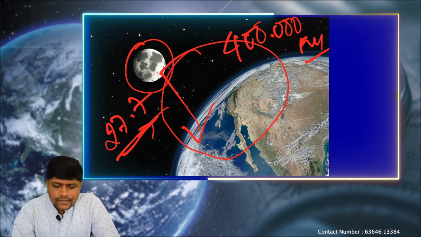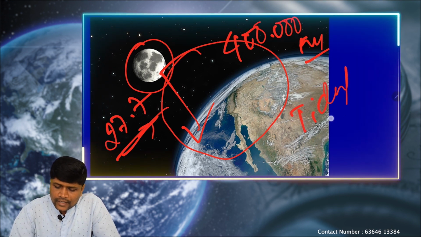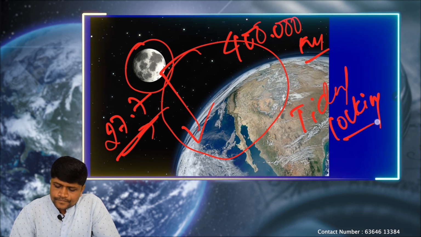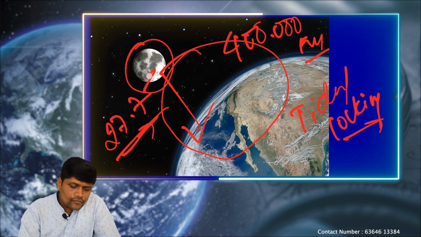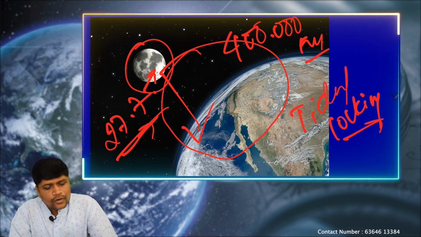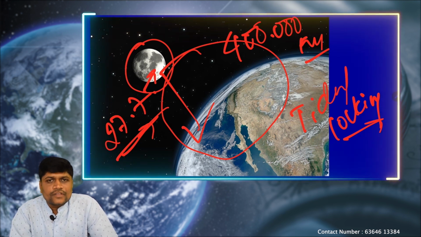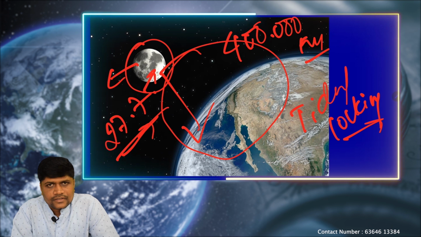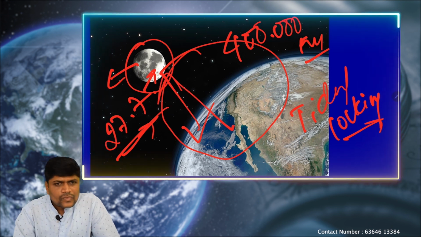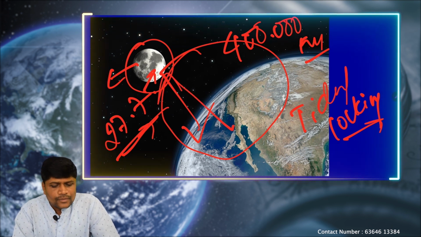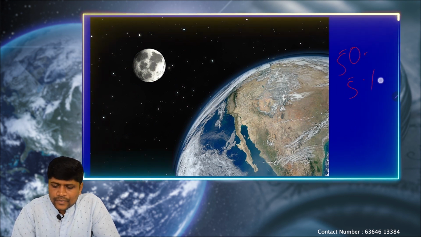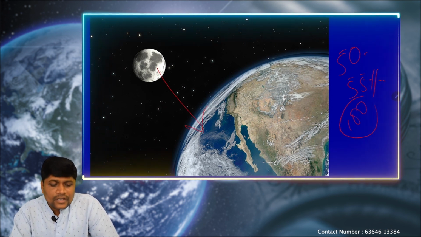Because of this condition, the situation is called tidal locking. Because of this, we will always be facing only one side of the moon. The other side of the moon we will never see. Again, because its rotation and revolution periods are the same, we could see hardly 50 to 55% of the moon's surface, but not completely 100%. Okay, so this is in the normal condition.